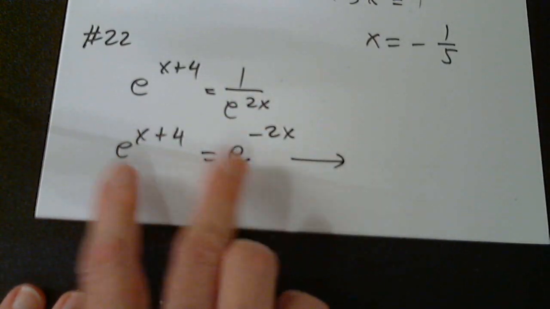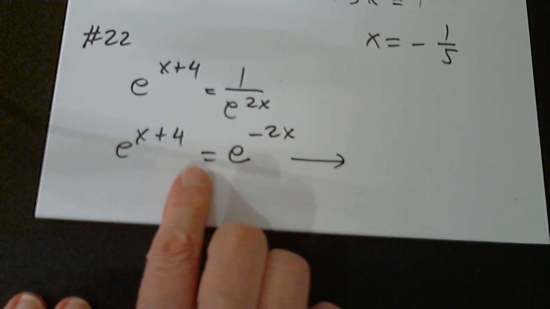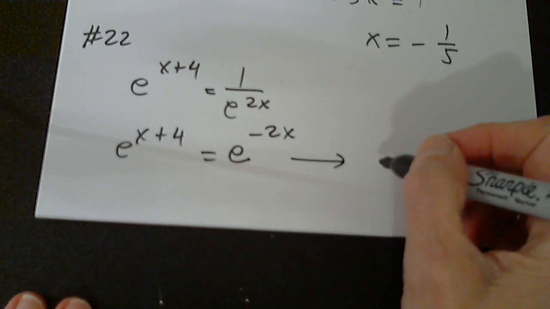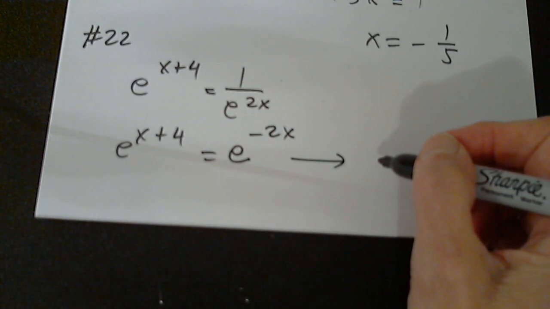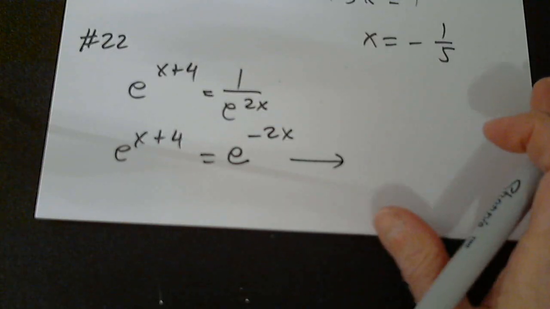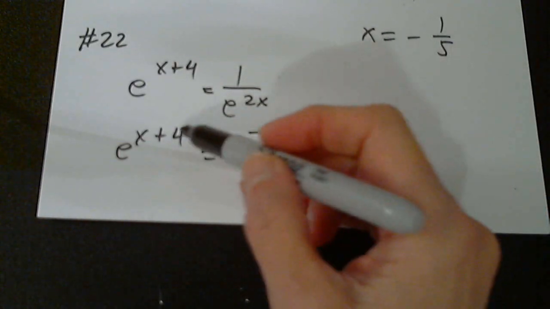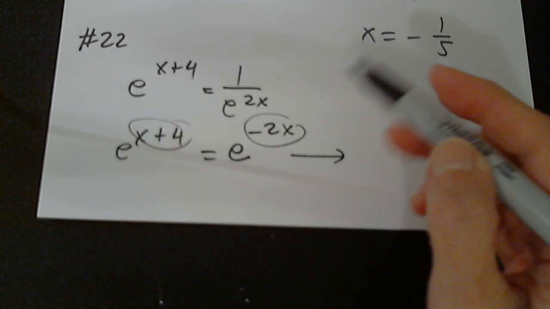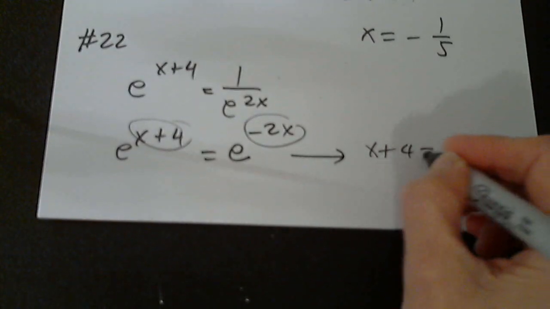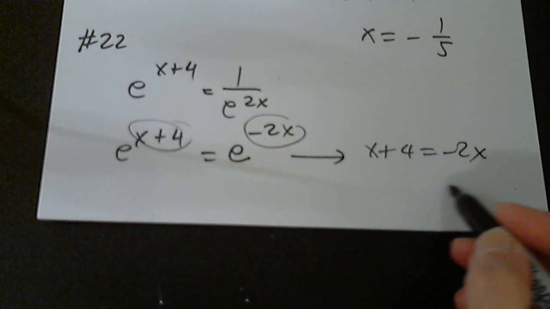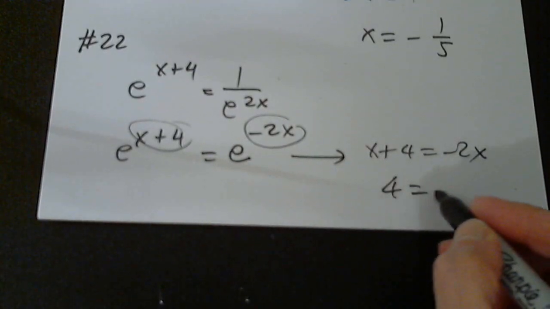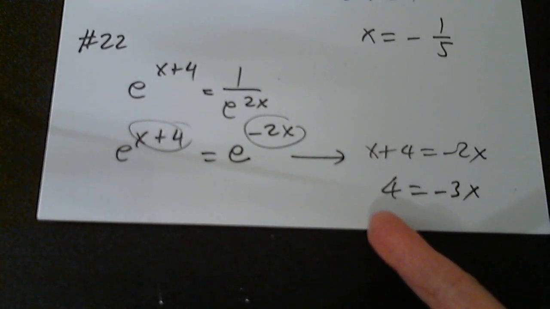Two exponential notations have the same base and they're equal. What has to happen then? X plus 4 equals negative 2x. That's it. So I bring x to this side. So x is negative 4/3.